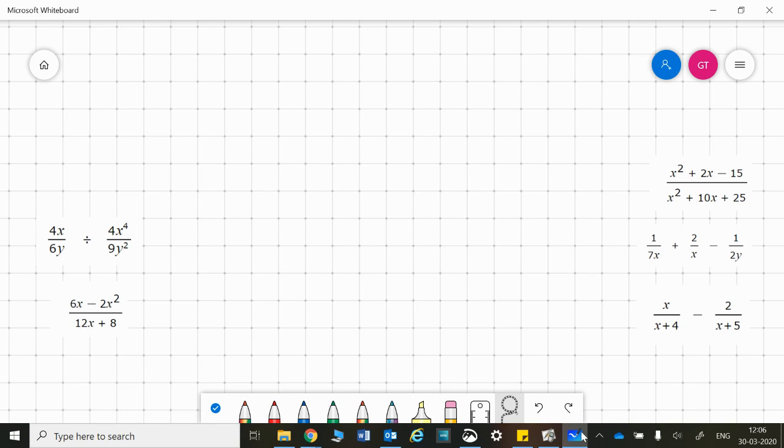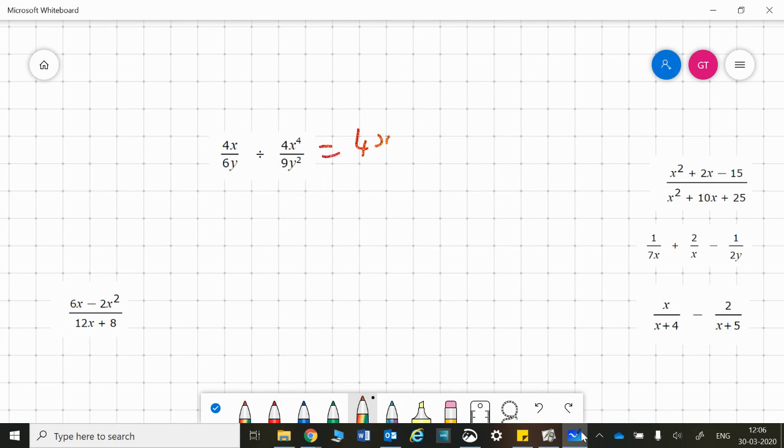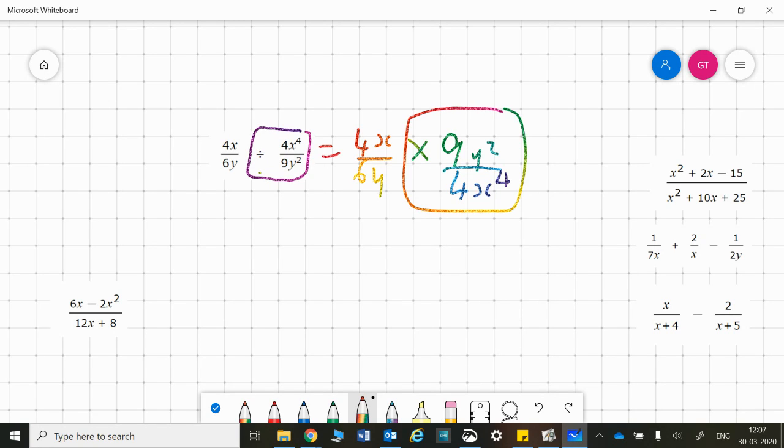The only extra thing that you've got in this question here, which makes it slightly different, let's choose a different color pen, let's choose this rainbow one, is that you can change this into 4x over 6y, and then you change the divide to a times, and then dividing by a fraction is the same as timesing by its reciprocal. So we've got 9y squared divided by 4x to the power of 4 there. And then you can do your cancelling as you did before, or you can combine them and then cancel. But basically, dividing by a fraction is the same as timesing by its reciprocal.